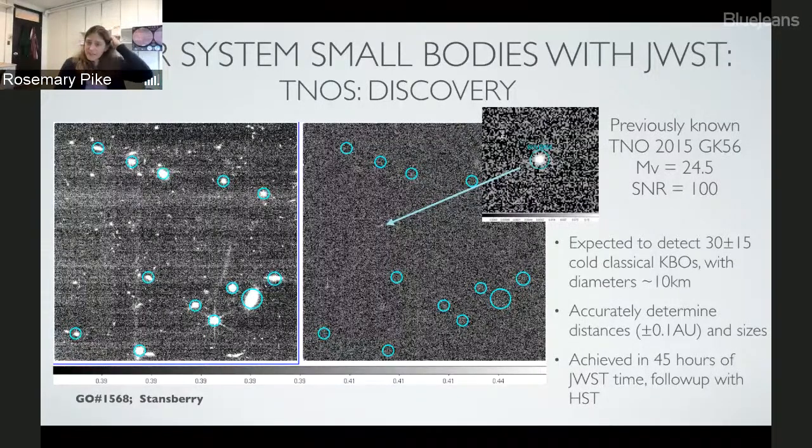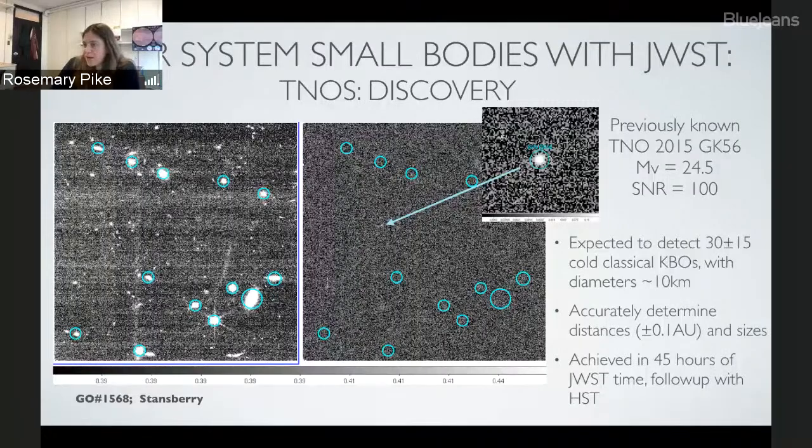But this survey is expected to find about 30 cold classical TNOs with diameters down to about 10 kilometers. And that's much smaller than any previous survey to date. And getting the number of objects down to small sizes really helps us understand how the outer solar system objects formed. So what was the formation mechanism for the outer solar system?